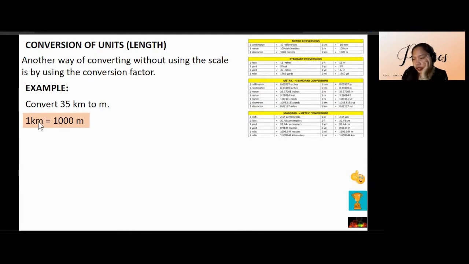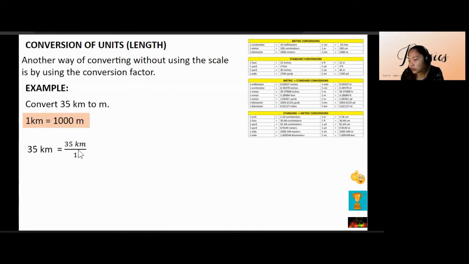So we know that there are 1,000 meter in 1 kilometer. Okay, so we just need to use this conversion factor. And the first step that you're going to do is to write again the number that you wanted to convert. The number that you wanted to convert here is 35 kilometer. Write that down. And you have to multiply it with the conversion factor. But the conversion factor, you need to change it to a fraction. So therefore, you have to change this also to a fraction.